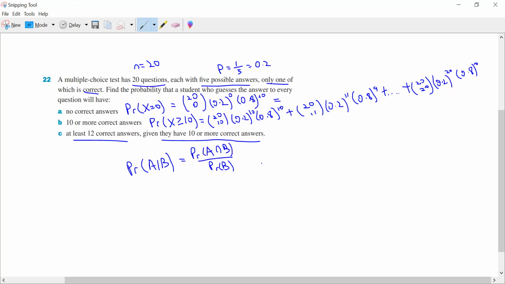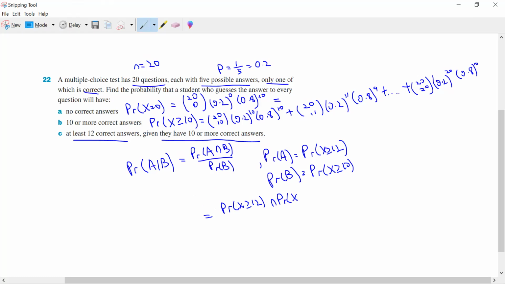Now in this case, our probability of A is going to be the probability of X bigger than or equal to 12, because you have 12 or more correct answers. And then our probability of B is the probability of 10 or more correct answers. So if we plug that into our conditional probability, we have the probability of X bigger than or equal to 12 intersect with the probability of X bigger than or equal to 10, over the probability of X bigger than or equal to 10.